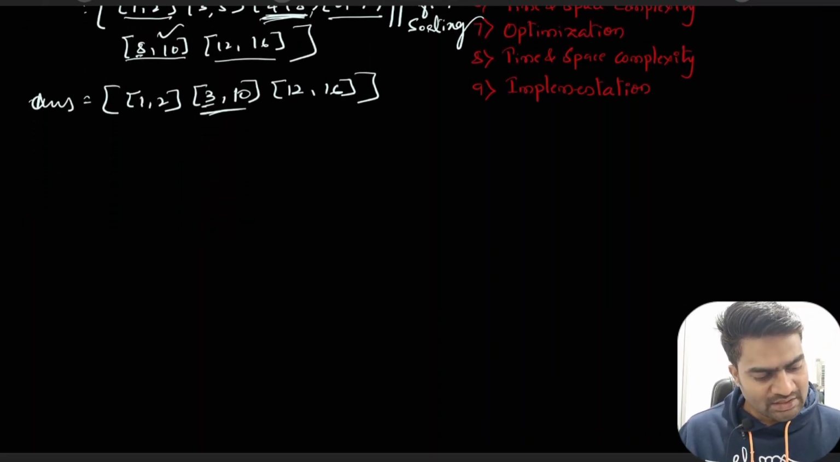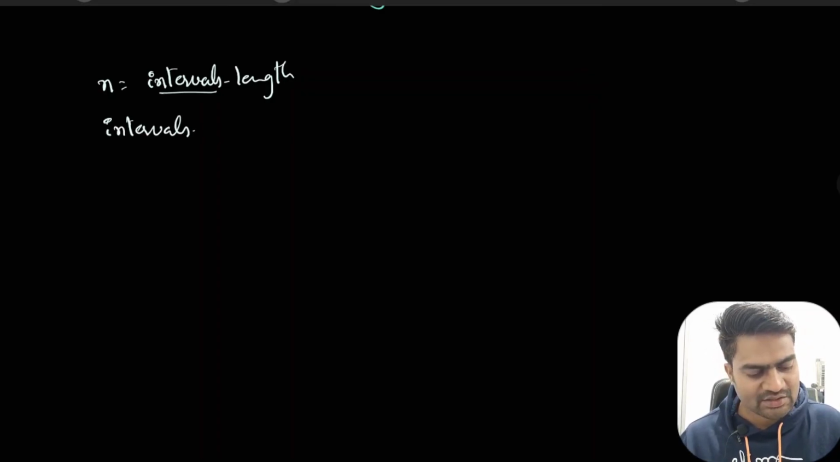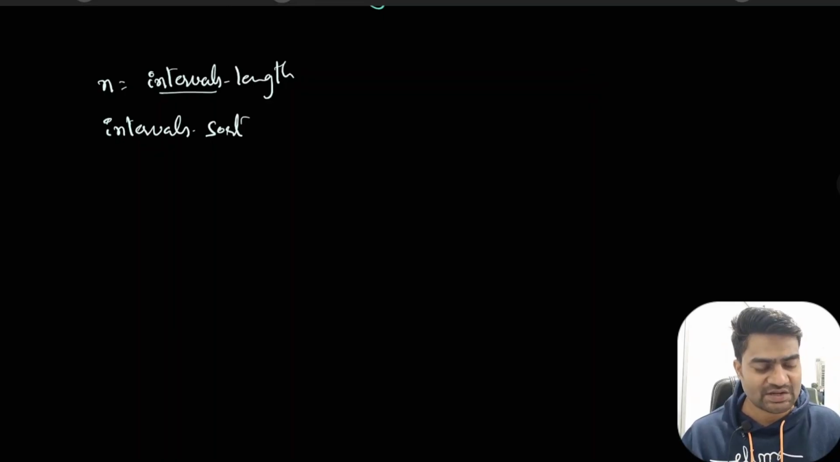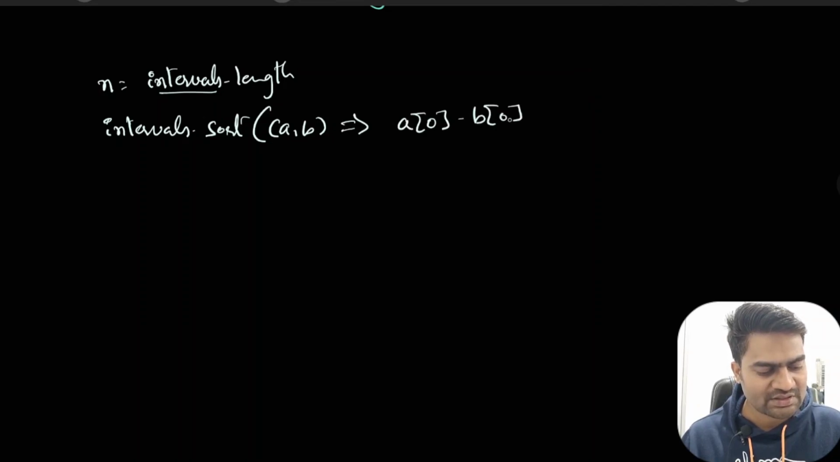I will use this space. Now if you see, I need the length of the array, so I will simply take this as intervals dot length. Then what I do, I will sort first. So I will say intervals dot sort. I will use the inbuilt sort method, so it will take a comma b such that a of 0 minus b of 0. This will sort by the start value. So this is basically sorting.